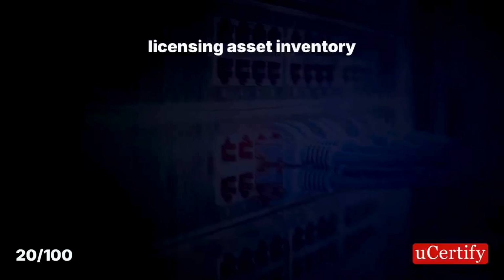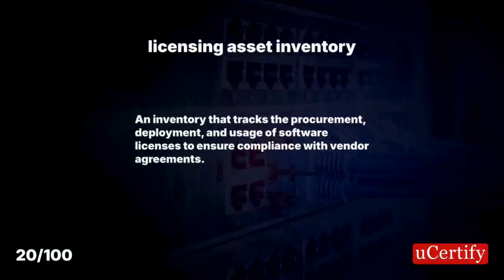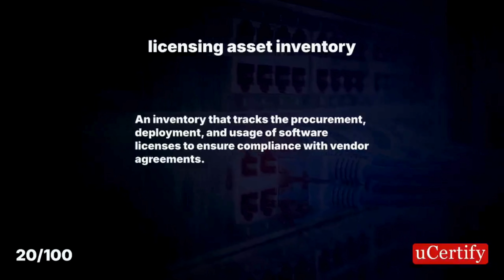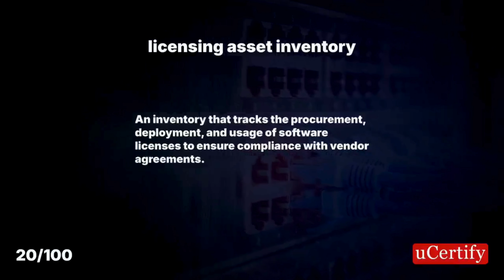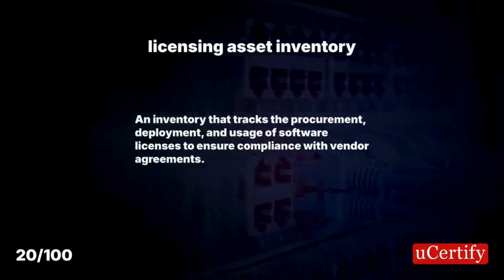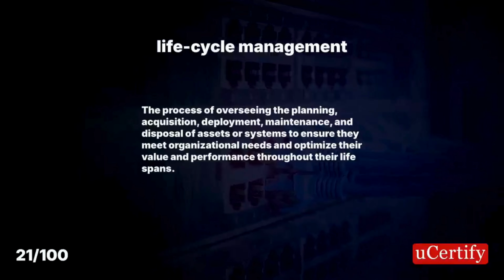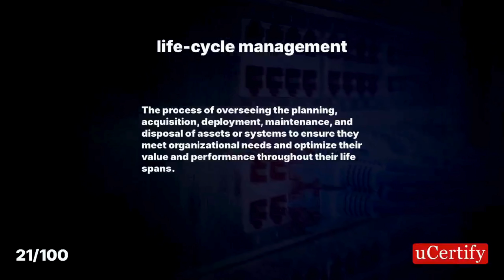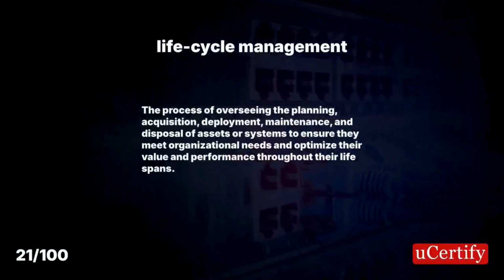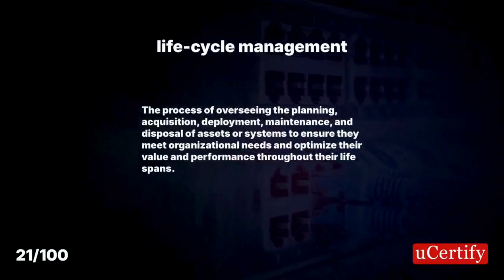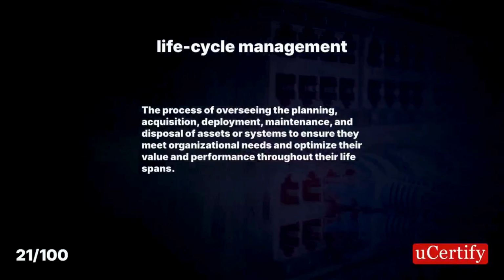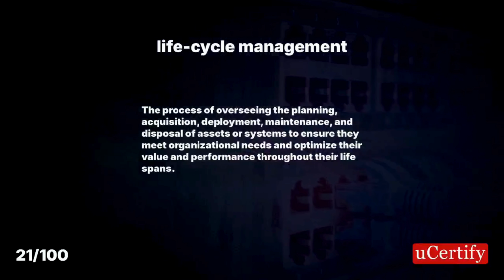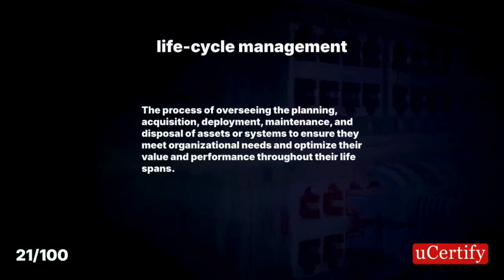Term: licensing asset inventory. Definition: an inventory that tracks the procurement, deployment, and usage of software licenses to ensure compliance with vendor agreements. Term: lifecycle management. Definition: the process of overseeing the planning, acquisition, deployment, maintenance, and disposal of assets or systems to ensure they meet organizational needs and optimize their value and performance throughout their lifespans.